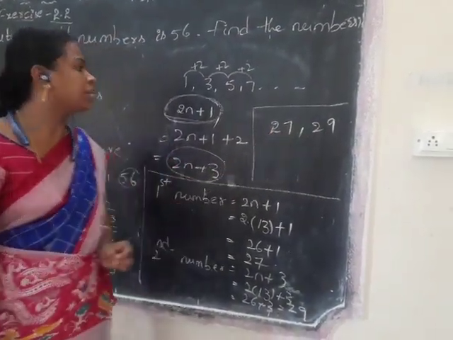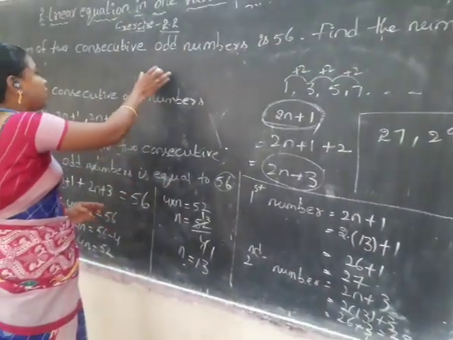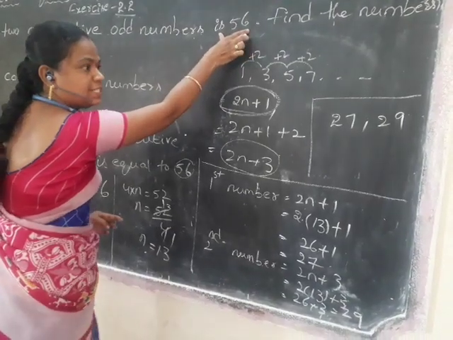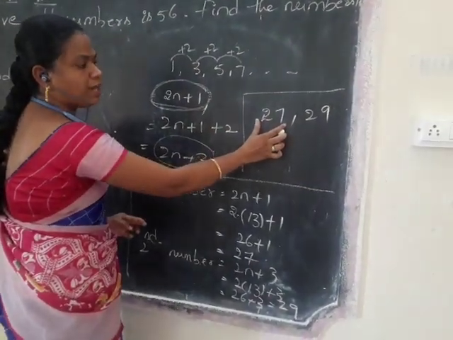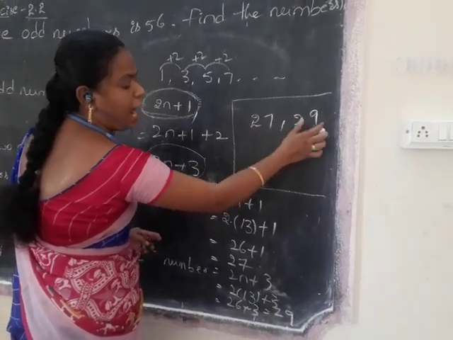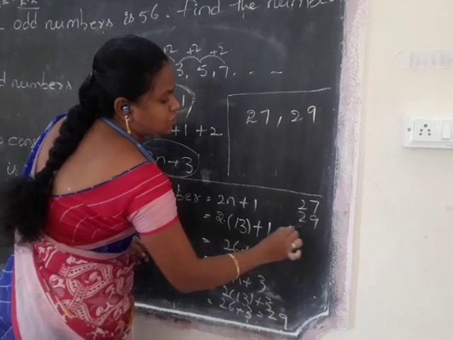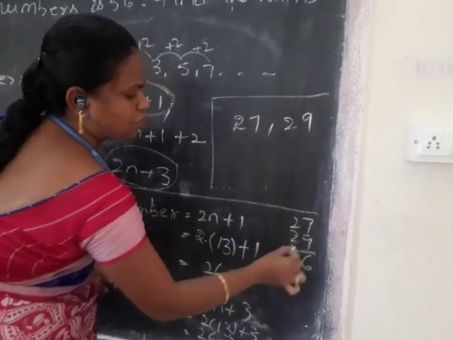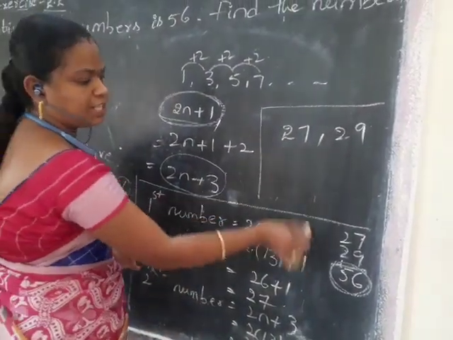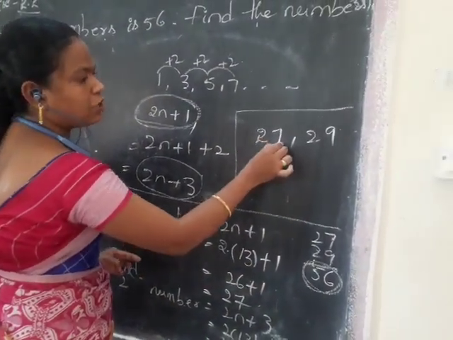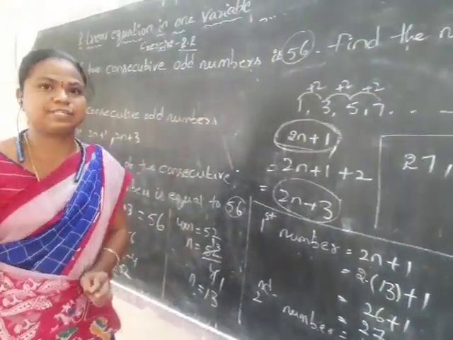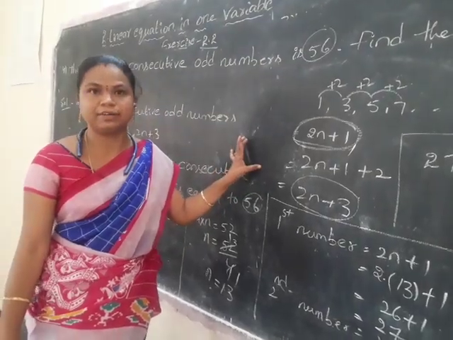We follow a checking process. The given condition is that the sum of two consecutive odd numbers is 56. Your answer is the two consecutive numbers 27 and 29. We add these two numbers: 9 plus 7 is 16, 2 plus 2 is 4, plus 1 is 5, so 56. Okay students, your answer is right. Adding your two consecutive numbers, you get 56. Okay students, do you understand?